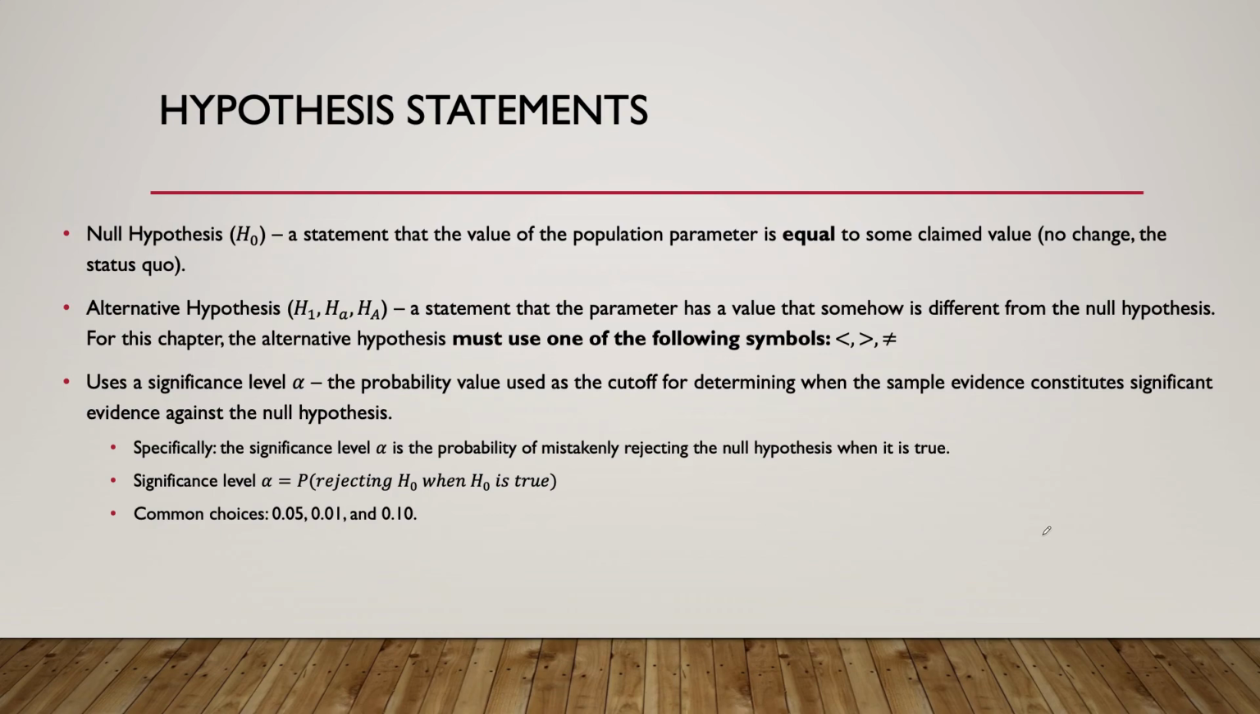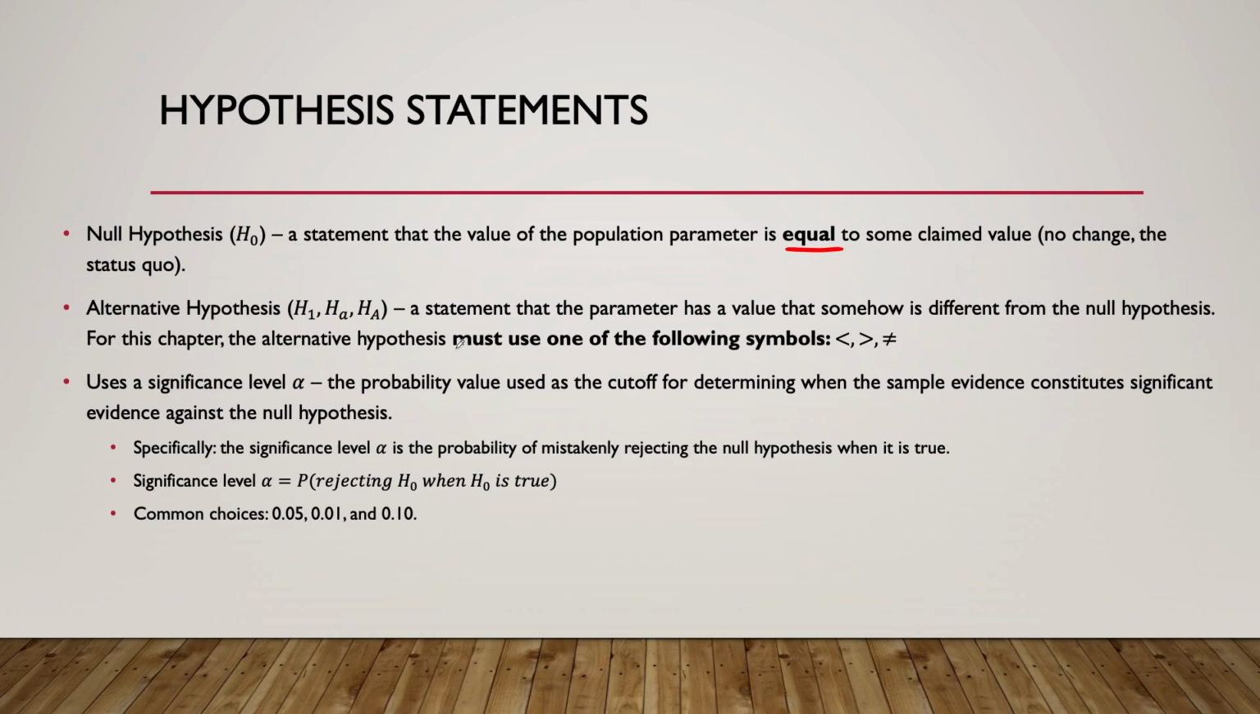The hypothesis statements that we will be using: we have the null hypothesis, H sub 0 or H naught. It is a statement that the value of the population parameter is equal to some claimed value. No change, status quo, is equal to something. Equal, always equal. The alternative hypothesis, H sub 1 or H sub A, depending on which way you read it, is a statement that the parameter has a value that is somehow different than the null hypothesis.